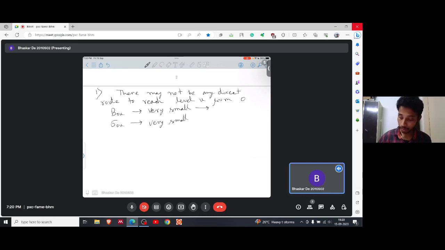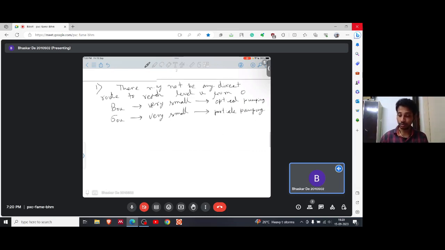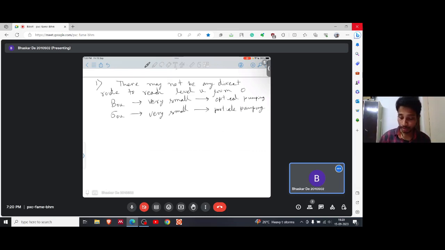So this is for the optical pumping, and this is for the particle pumping. Okay, so these two things are very small, so that means that there will be no gain. Though the mechanism of the pumping is very straightforward, in reality you will not have that much gain that will actually help us.